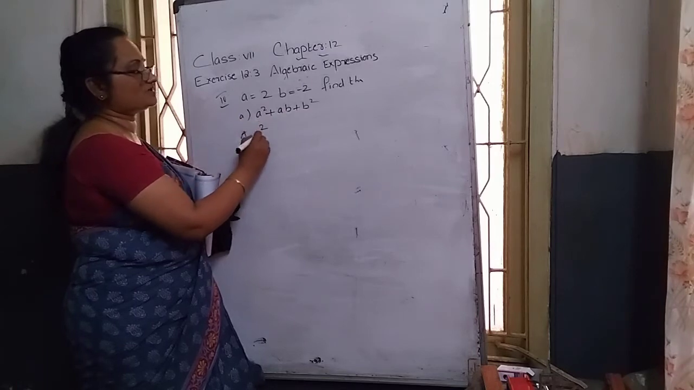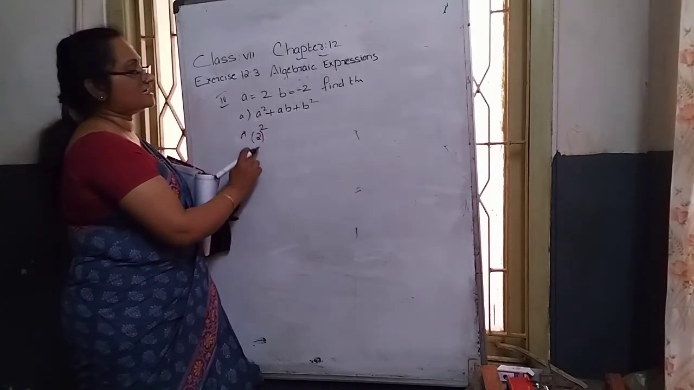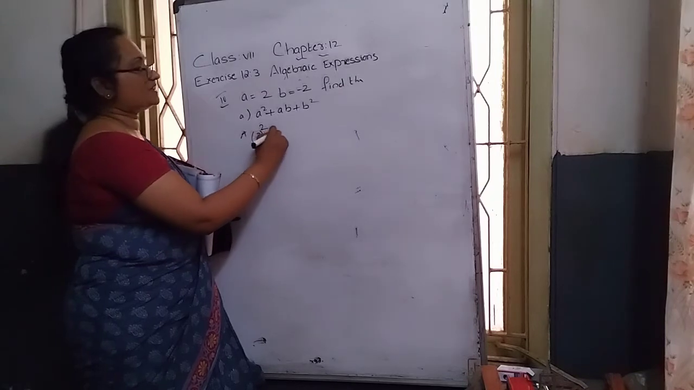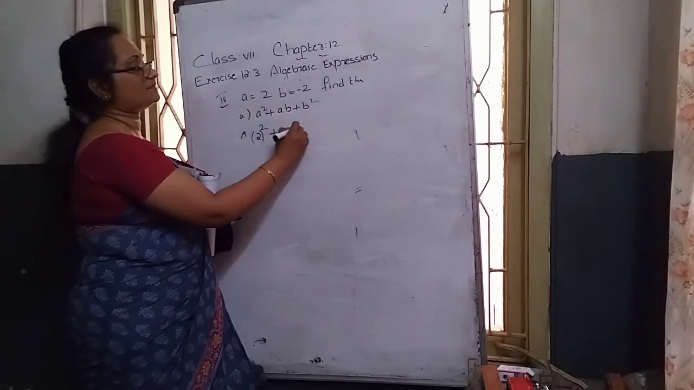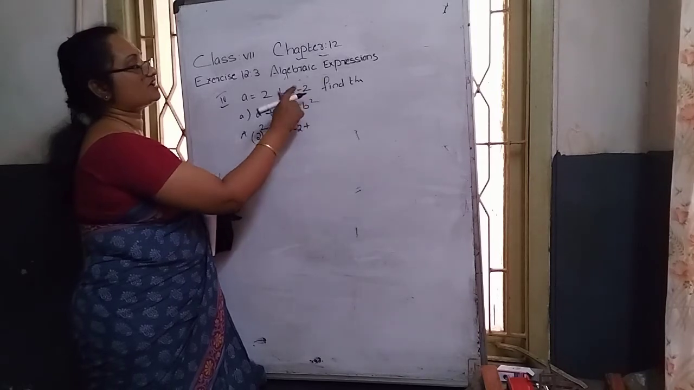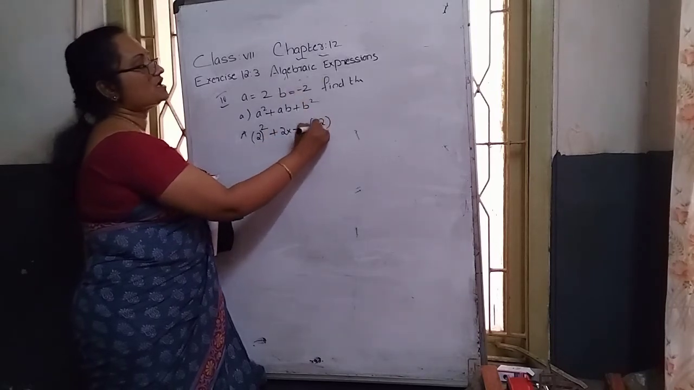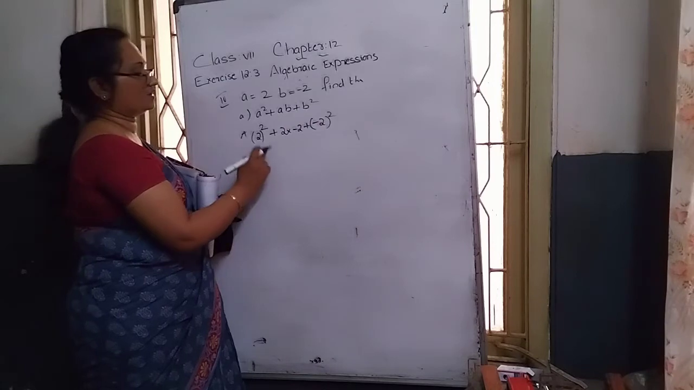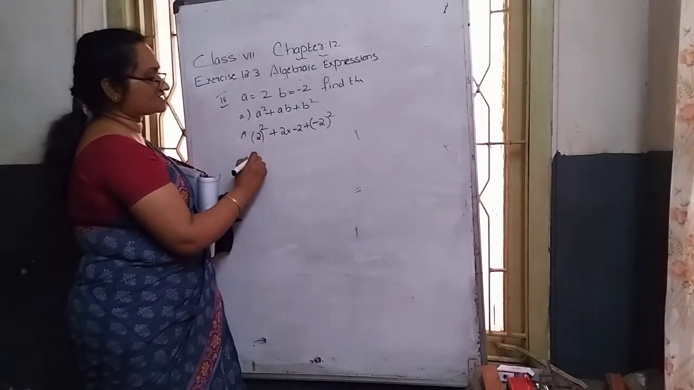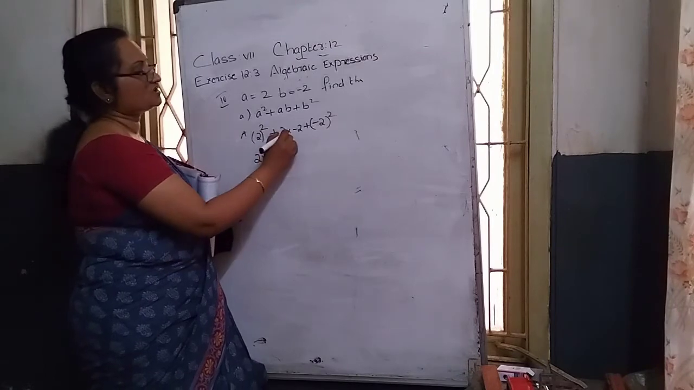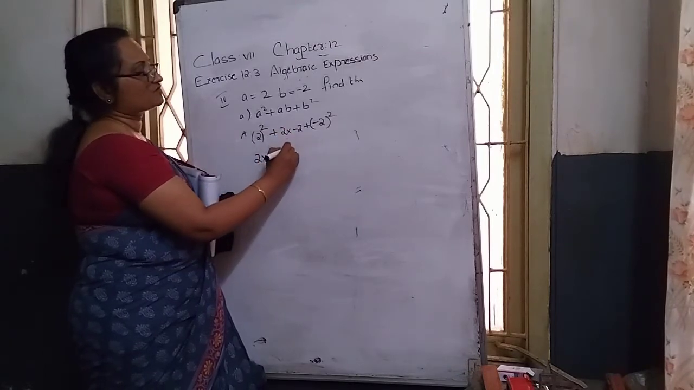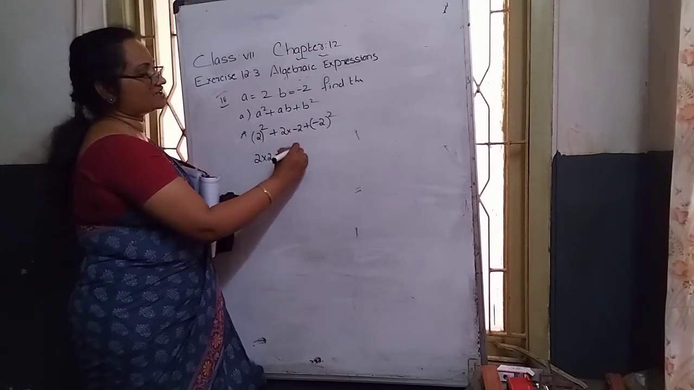But power is how much? 2 is the power. That's why 2 raised to 2, plus A value into B value. A value is 2, B value is how much? Minus 2. Plus B value square means B value is minus 2, but the whole power is 2. Then 2 the whole square means 2 is multiplied how many times? 2 times, right, multiplied. Then 2 2s are how much? 2 into minus 2 becomes minus 4.